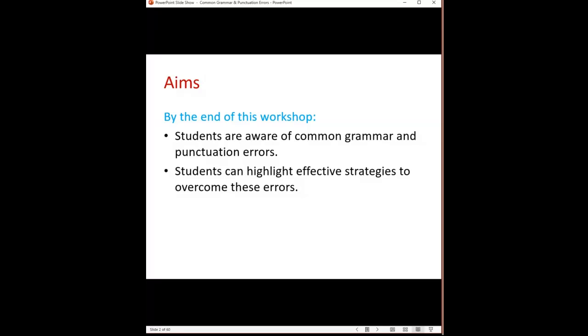I will start with presenting the aim of this workshop. It's for undergraduate students to be aware of common grammar and punctuation errors that always happen. We can notice them as teachers, and then they can also highlight effective strategies to overcome these errors.